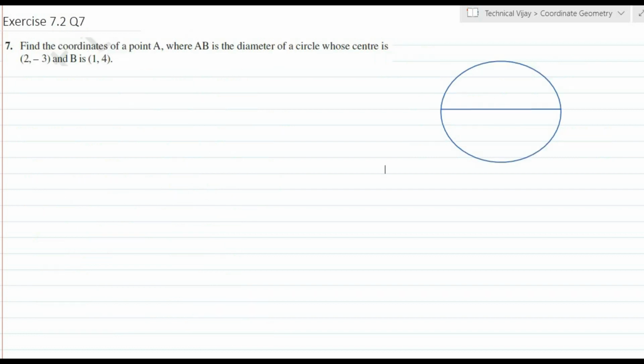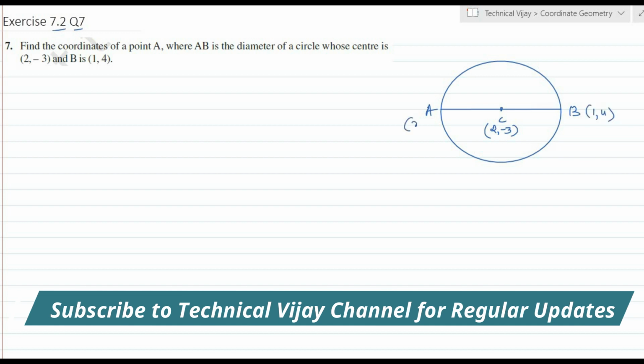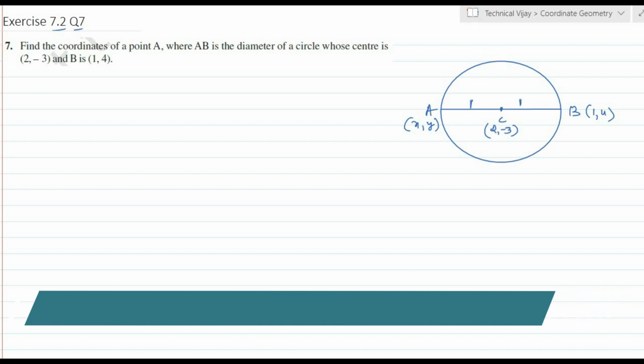These are the values. Now exercise 7.2, question number 7. Find the coordinates of point A where AB is the diameter. Here AB is the diameter and C is the center of the circle. The center is (2, minus 3), and the B point is (1, 4). We have to find the coordinates of A, that is (x, y). When C is the center, it is located at the middle of this diameter, meaning the radius is the same on both sides.